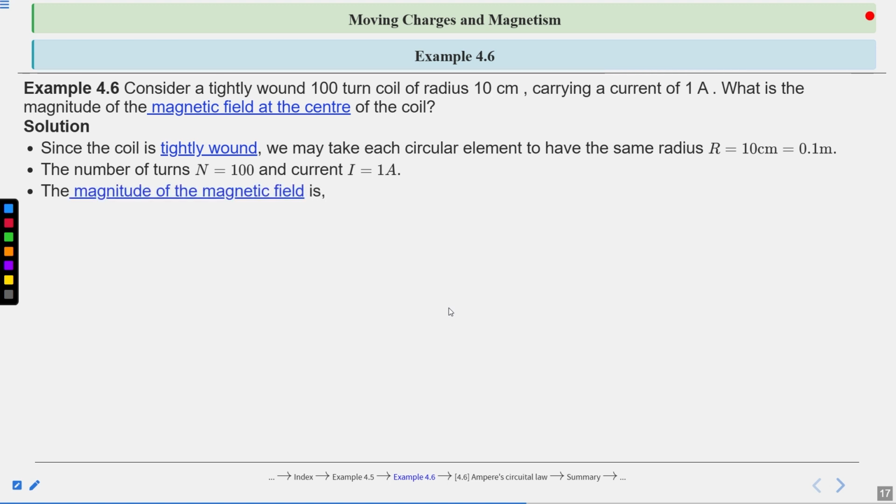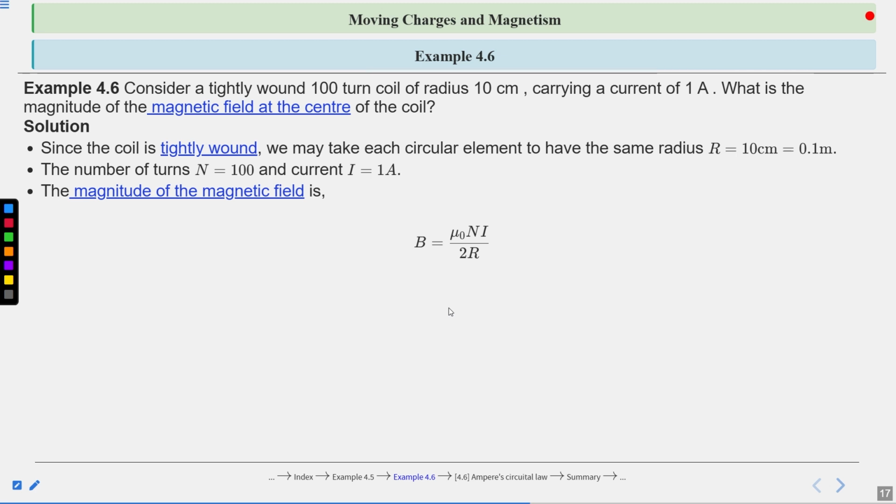So the magnitude of magnetic field is mu naught I upon 2r. Due to one circular loop, the magnitude of magnetic field at the center is mu naught I upon 2r. Due to a coil that has N number of turns, you have to multiply it with the number of turns also. Mu naught I upon 2r is the magnetic field due to one circular segment, and due to N number of turns, you have to multiply it with N.